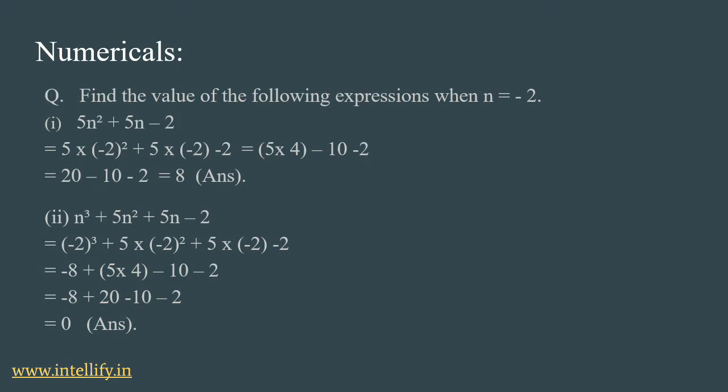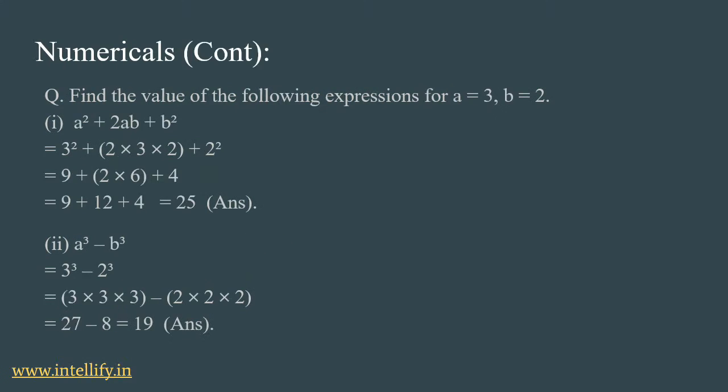Next: n cube plus 5n square plus 5n minus 2. Putting the value of n equals minus 2 we get minus 2 whole cube plus 5 into minus 2 whole square plus 5 into minus 2 minus 2. Minus 2 whole cube we get as minus 8, and minus 2 whole square we get as 4. So 5 into 4, then 5 into minus 2, which is minus 10, and then minus 2. Therefore minus 8 plus 20 minus 10 minus 2, which is equal to 0.